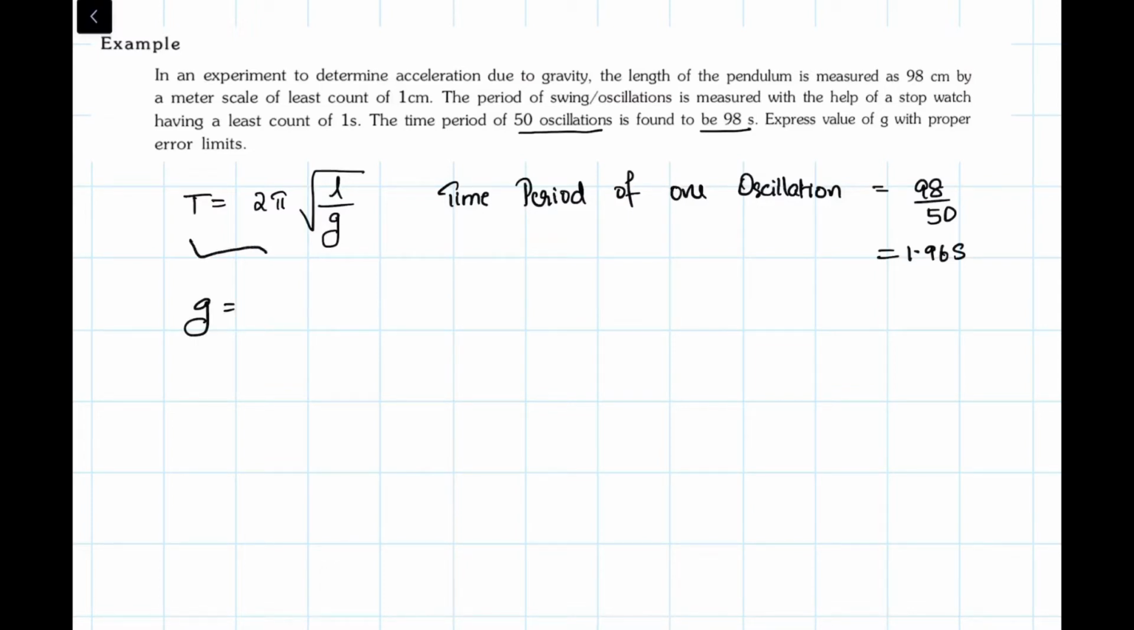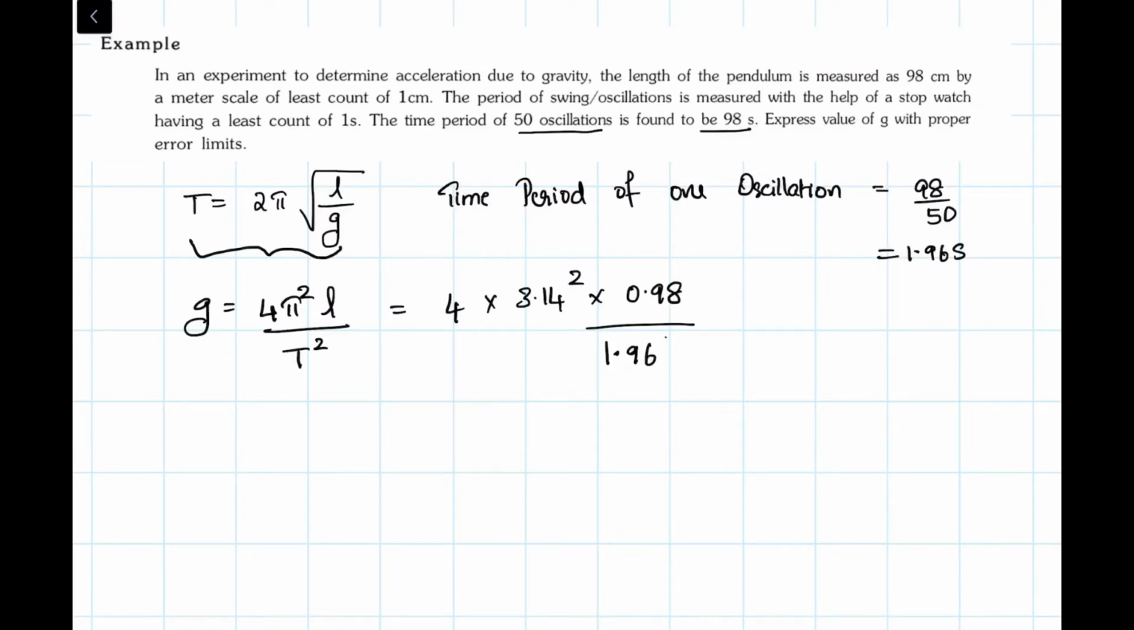Now we have to calculate the value of acceleration due to gravity. From this equation, by squaring on both sides, g will be equal to 4 pi square L by T square, correct? Let's substitute values. 4 times pi square means 3.14 square, into length 0.98, divided by T square, that is 1.96 square.